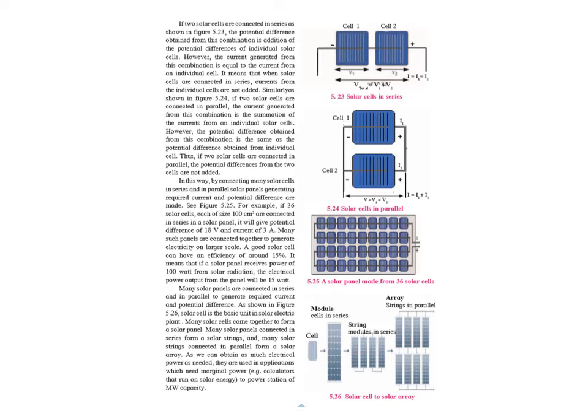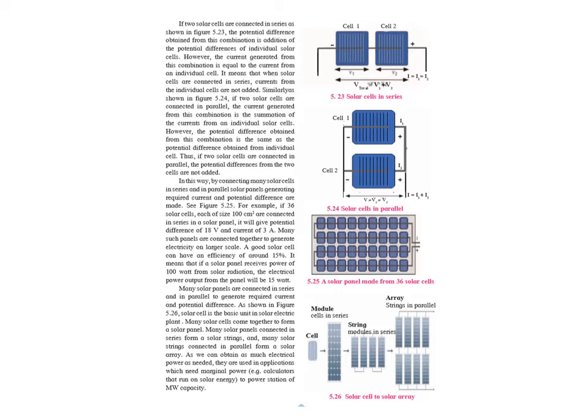Now we saw that about solar cells, and solar cells can be arranged in two different ways. Solar cells can either be arranged in series or they can be arranged in parallel. If many solar cells are connected in series, it is called a solar string. And if many solar strings are connected in parallel, they are called a solar array. Now you see, when we talk about solar cells, the first diagram is of solar cells connected in series.